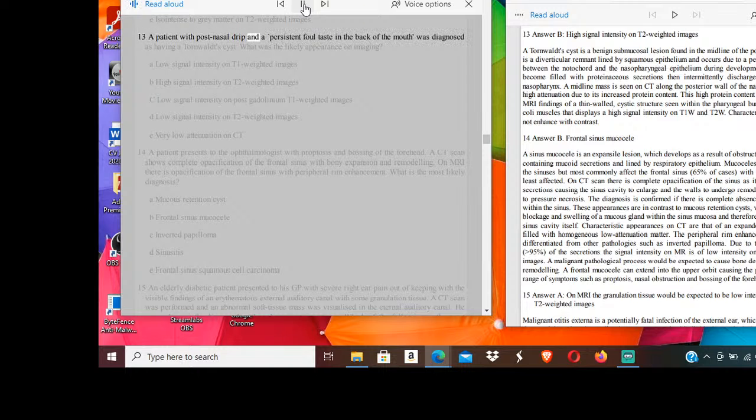A patient with postnasal drip and a persistent foul taste in the back of the mouth was diagnosed as having a Tornwaldt cyst. What was the likely appearance on imaging? A, low signal intensity on T1-weighted images. B, high signal intensity on T2-weighted images. C, low signal intensity on post-gadolinium T1-weighted images. D, low signal intensity on T2-weighted images. E, very low attenuation on CT.